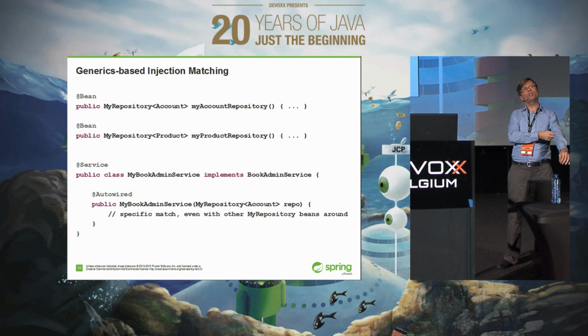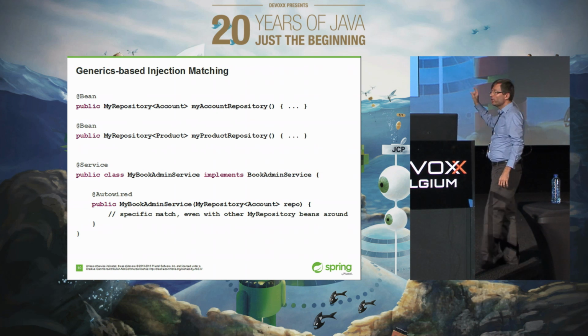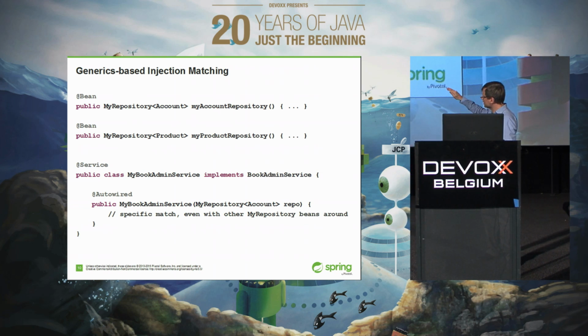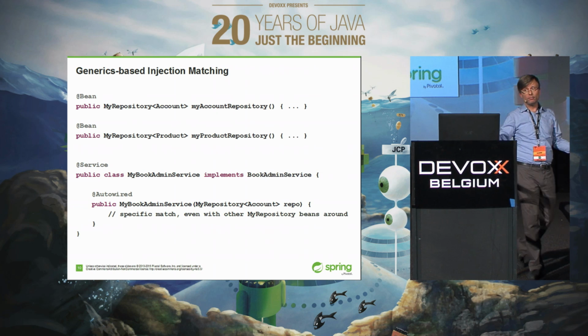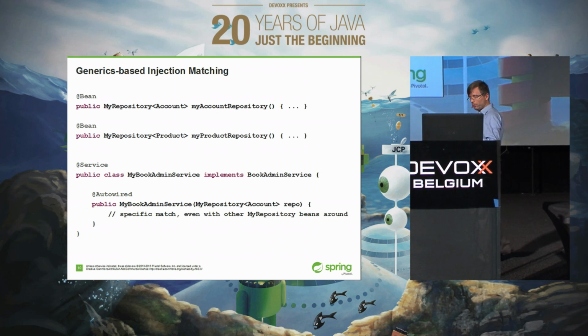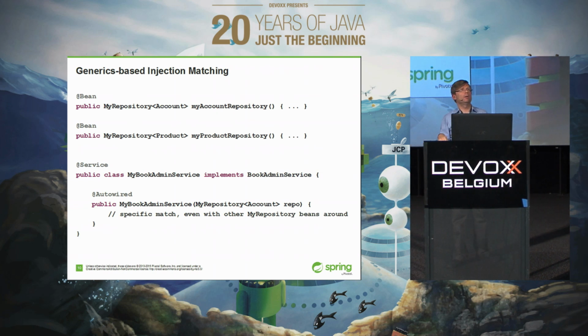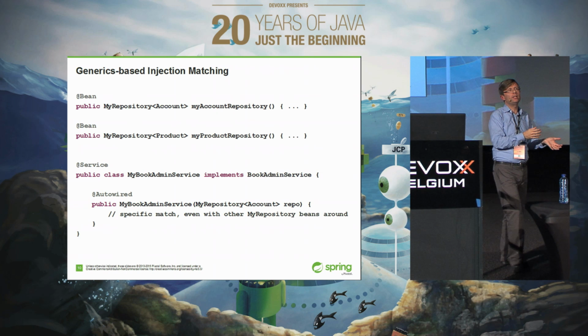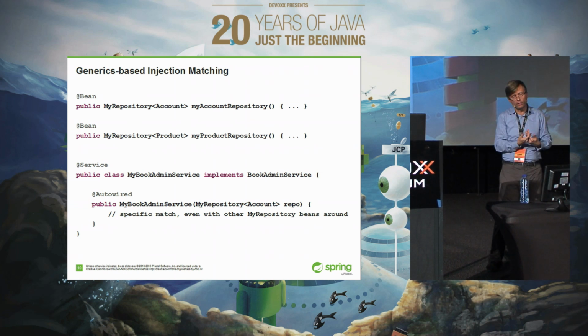So if it's not just a regular Java type, if it's a generic type structure, if you say, this my pocket bin service here wants a my repository of account, what does this really mean? And how does the framework react to it? Right? In traditional Spring Framework 2 and 3, we've only really looked at the primary type. And in addition to the primary type, we resolved qualifiers, matched qualifiers for you.